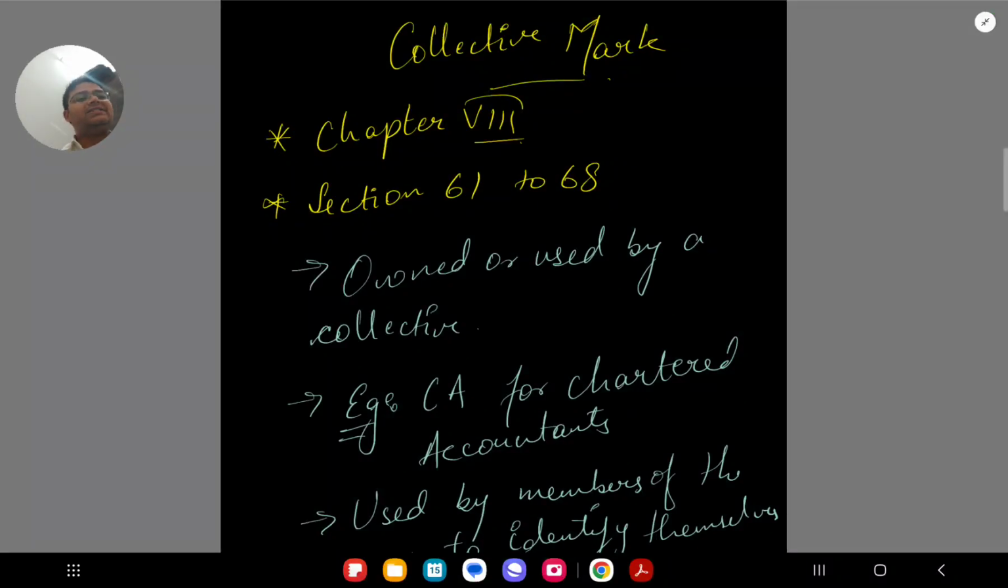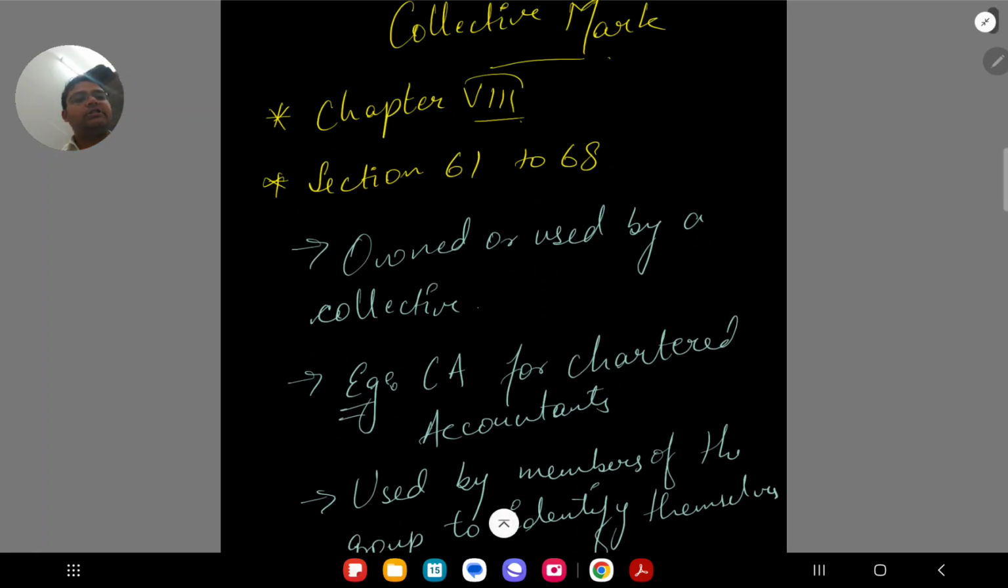Hello friends, in today's session let's discuss collective marks. When we talk about collective marks, we need to look into Chapter 8 of the Trademarks Act 1999, and the corresponding sections are Section 61 to 68.